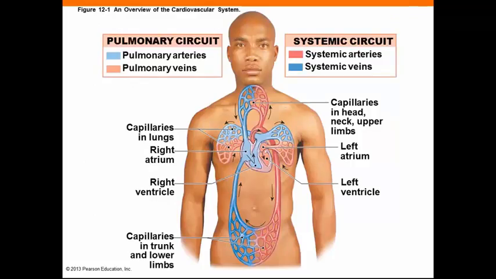The heart contains 4 muscular chambers, 2 associated with each circuit. The right atrium receives blood from the systemic circuit. The right ventricle pumps blood into the pulmonary circuit. The left atrium receives blood from the pulmonary circuit, and the left ventricle pumps blood into the systemic circuit.